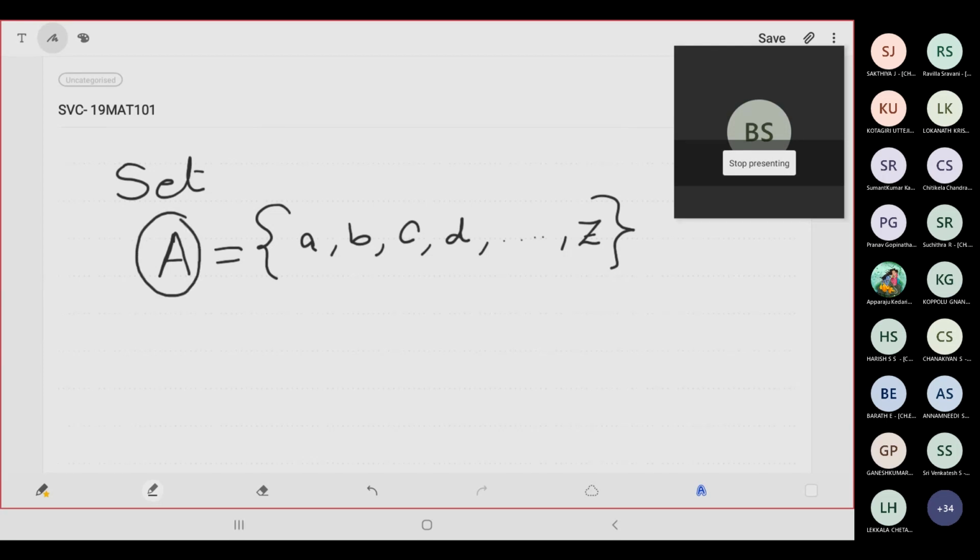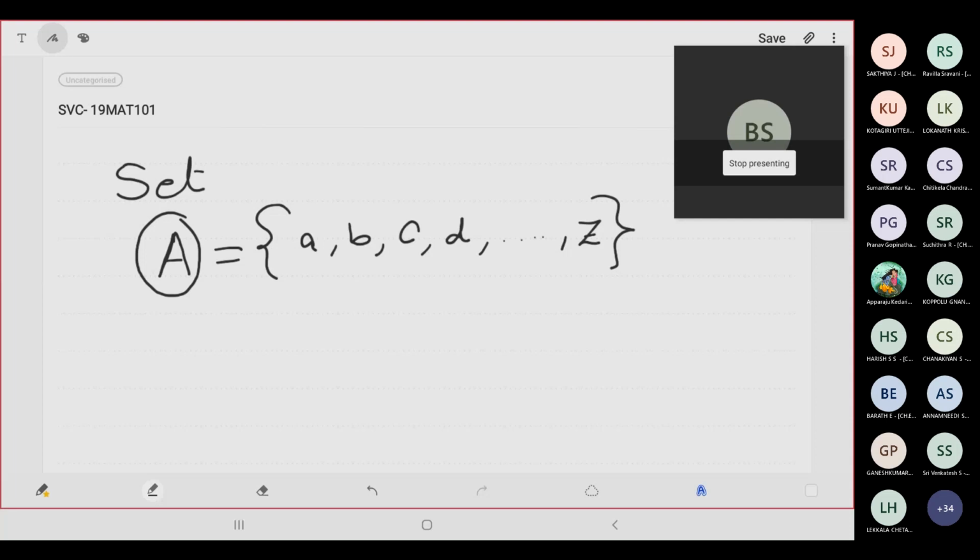However, the representation of an element of the set is small a, small b, small c, small d, etc., up to small z. So you can write sets by using capital letters, whereas when you write any element of the set, you follow small letters. So this is the set representation.